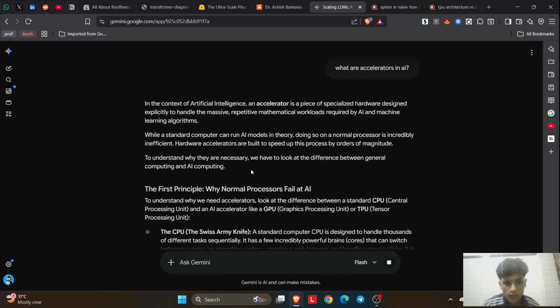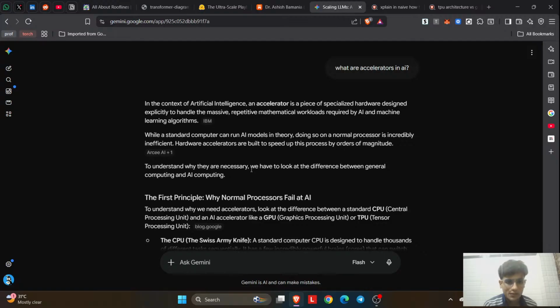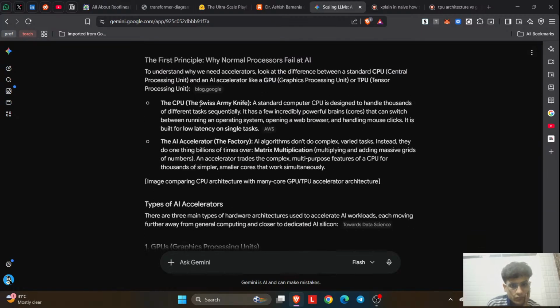So in the context of AI, an accelerator is a piece of specialized hardware designed explicitly to handle the massive, repetitive mathematical workloads required by AI and machine learning. A standard computer can run AI models in theory, but running them on a normal processor is incredibly inefficient. Hardware accelerators are built to speed up. A CPU has a few incredibly powerful brains that can switch between running an operating system, a web browser or a mouse. It's built for low latency on some tasks.